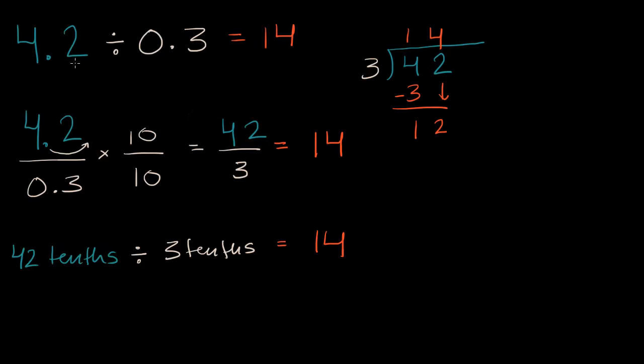If someone walked up to me on the street and said, what's 4.2 divided by 0.3? This is how I would actually do it. I would say, okay, that's the same thing as 42 divided by 3. And then I would say, okay, 3 goes into 42. Let's see, 3 times 10 is 30, and then 3 times 4 is 12. Yeah, that would be 14 times. That's how my brain would do it if I was trying to do it in my head.